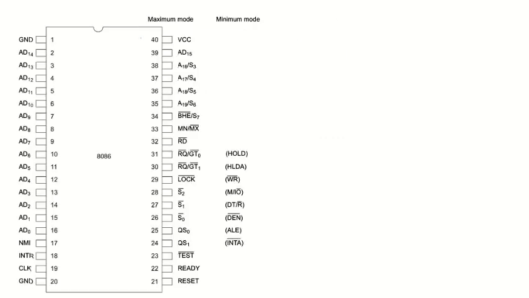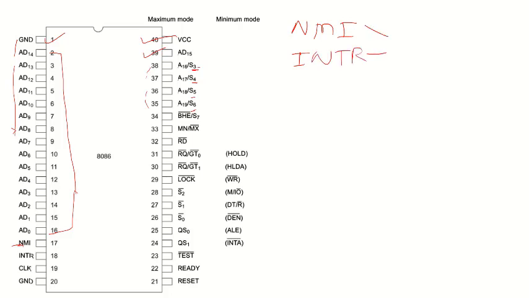Till now we have discussed about this pin, VCC, ground, AD0 to AD15, and some part of this. Although we have not discussed S3, S4, S5, and S6, later on I will discuss this. But starting from this direction, next is NMI, and then INTR. So both are interrupts.